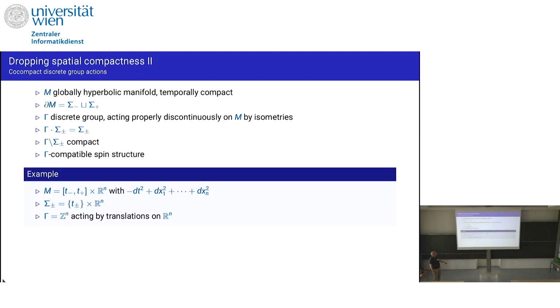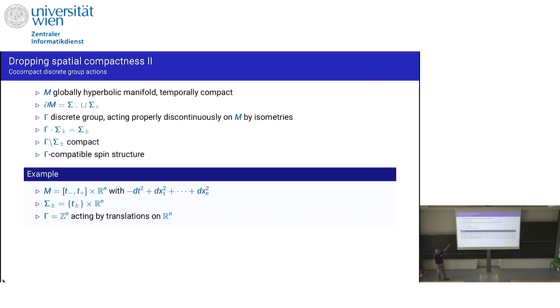Here's an example. You could take as your manifold R^n with the Euclidean metric times a time interval, and you take this Minkowski metric here. So it's really a strip in Minkowski space. And your sigmas are just these two time slices, the two boundary hyperplanes bounding your strip. And as your group, you might take the integers acting by translations in spatial directions. So that's the simplest example.